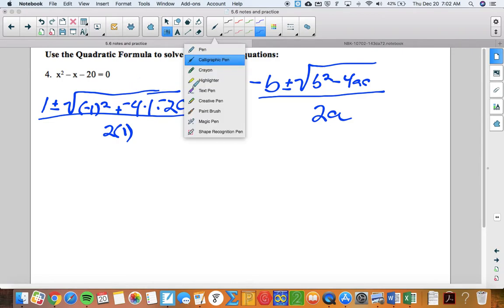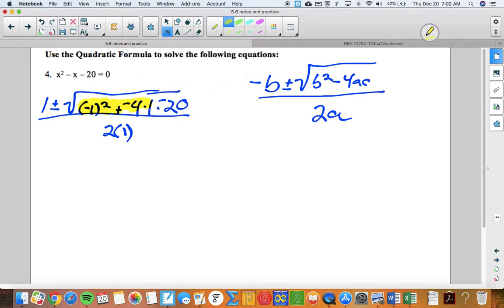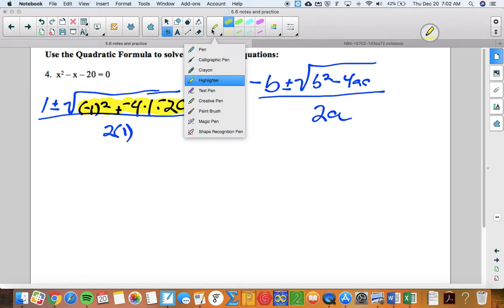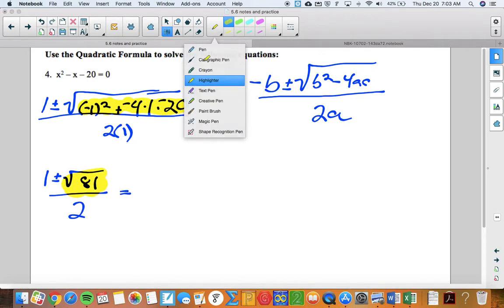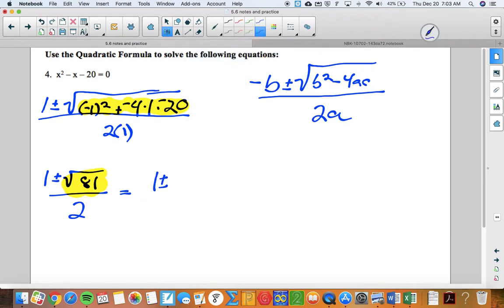So the first thing we do, folks, is crunch all of this out. And so this is a positive 1. This becomes a positive 80. So I get the square root of 81. So 1 plus or minus the square root of 81 divided by 2, because 2 times 1 is 2. Now the next thing you do is the actual square root. So the square root of 81 is 9. So 1 plus or minus 9 divided by 2.